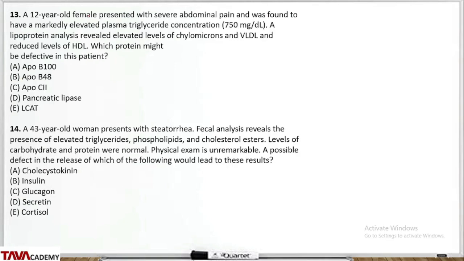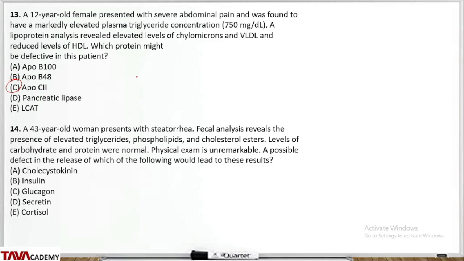Question 13. A 12-year-old female presented with severe abdominal pain and was found to have a markedly elevated plasma triglyceride concentration of 750 milligrams per dL. A lipoprotein analysis revealed elevated levels of chylomicrons and VLDLs and reduced levels of HDL. Which protein might be defective in these patients? The answer is ApoC2. ApoC2 is deficient in these patients.